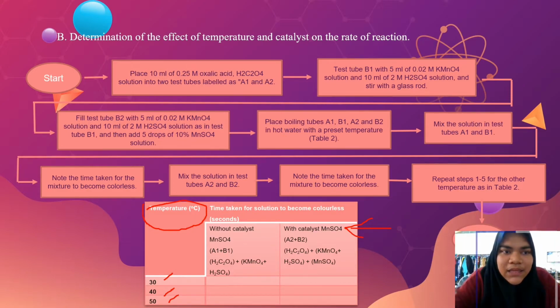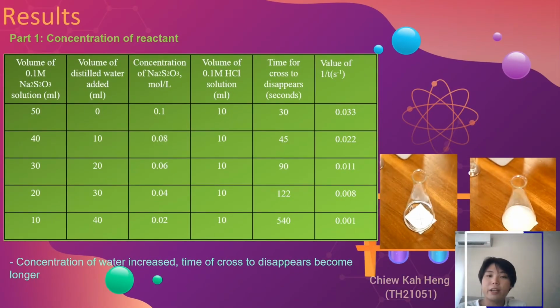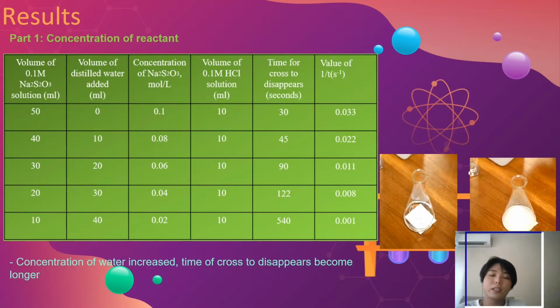Okay, thank you. Hi, my name is Shuka Heng and my ID number is TH21051. I would like to proceed with the presentation of the results obtained in this experiment. The results can be divided into two parts: the first part is the concentration of the reactant, and the second part is the catalyst and also the temperature affecting the rate of reaction.